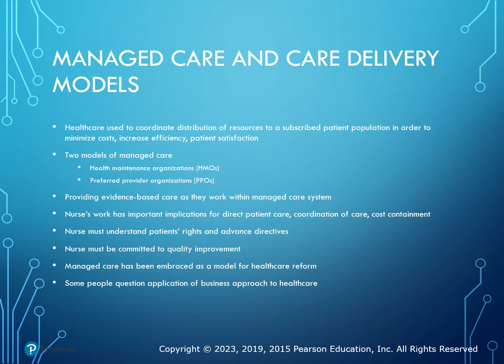So for PPOs and HMOs, you're looking at certain delivery models. Managed care is a system of healthcare used to coordinate distribution of resources to a subscribed patient population. It doesn't matter, all these critical pathways are for all age groups of patients. And it distributes resources to a subscribed patient population in order to minimize cost and increase efficiency and patient satisfaction.